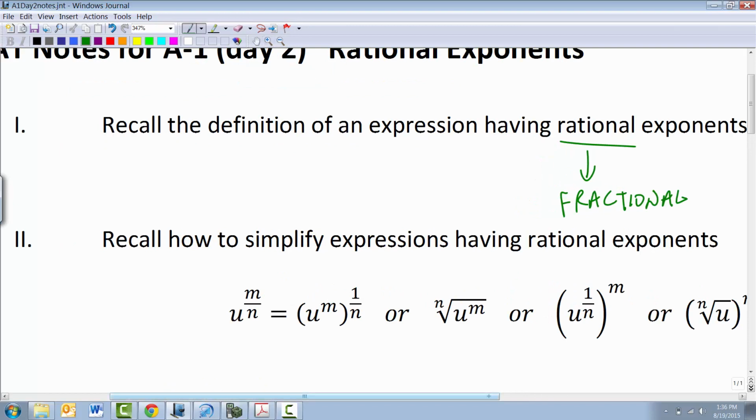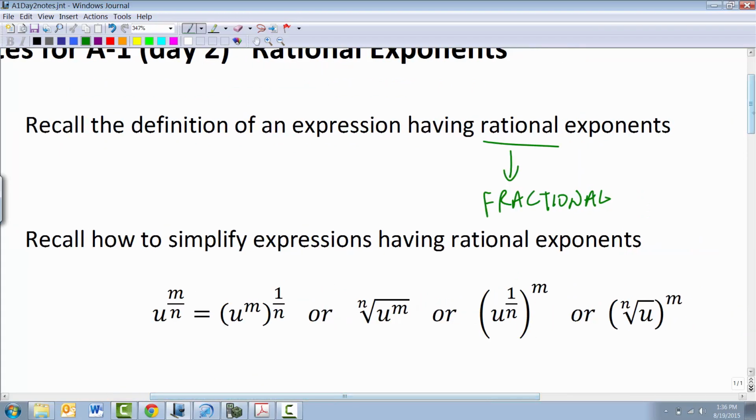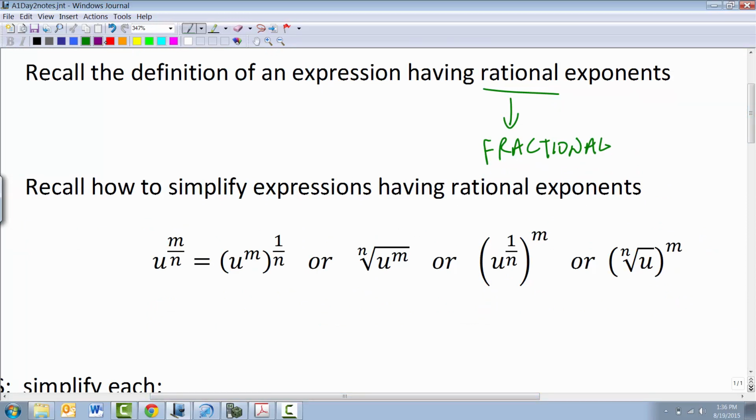I'm going to zoom in on this, and I'll show you what you really should write first, and then show you what the other parts mean. What you should write is u raised to the m over n power. That is equal to writing this in radical form. This is review, folks. You should at least be saying, oh yeah, I remember this from last year, where the denominator of the exponent is the index of the radical, and the numerator is the power on the number.